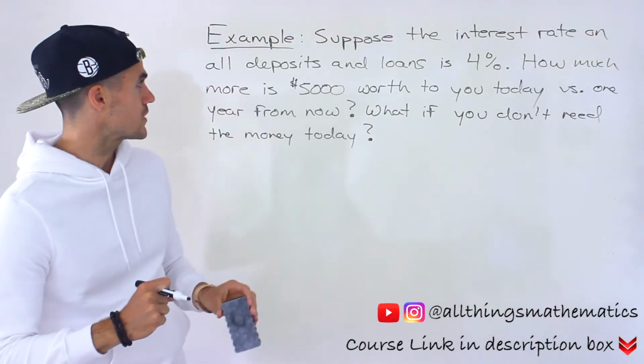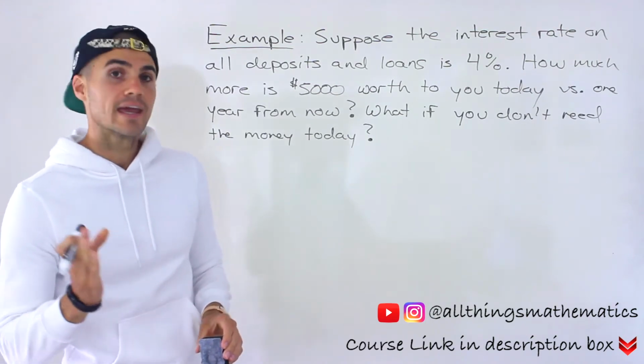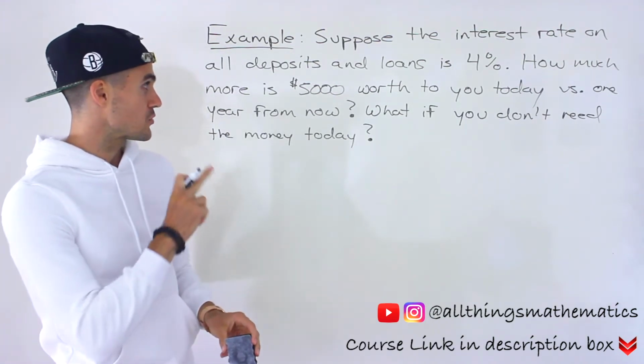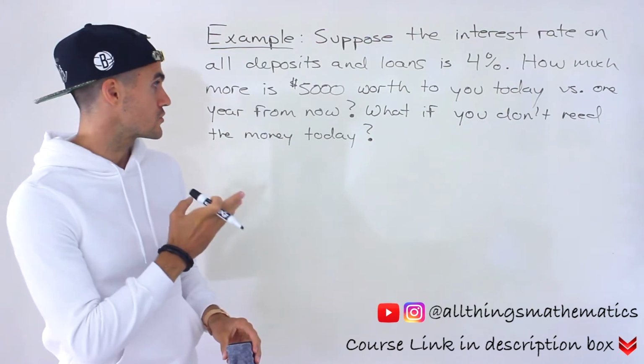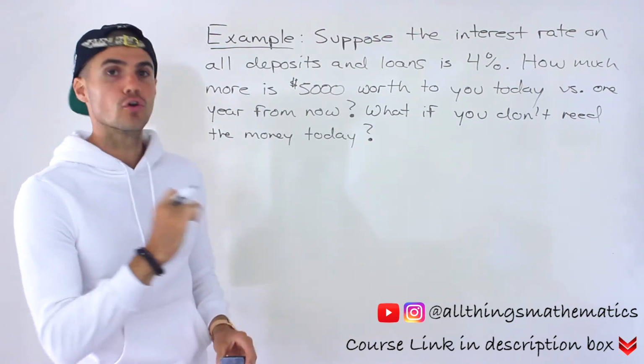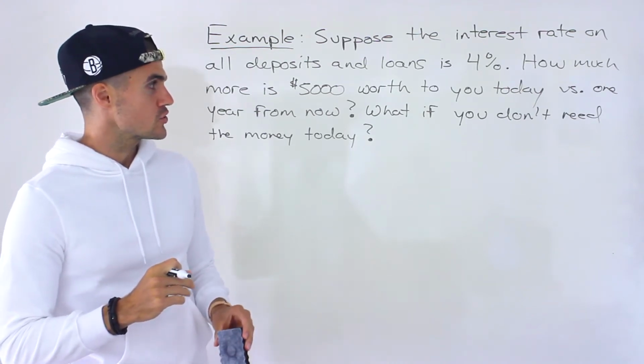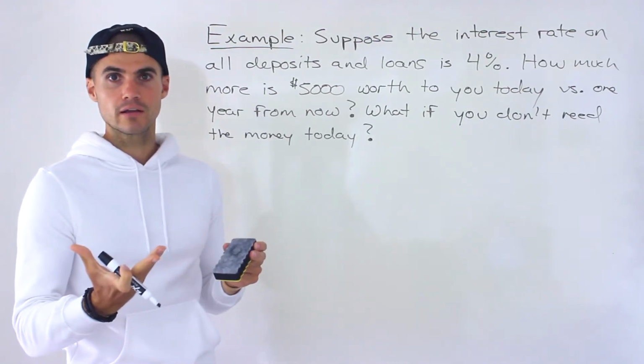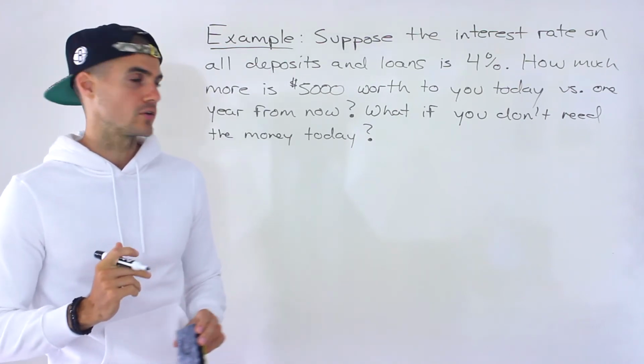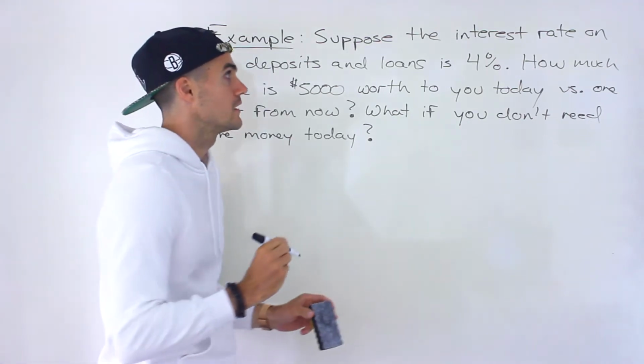So suppose the interest rate on all deposits and loans is 4%. How much more is $5,000 worth to you today versus 1 year from now? And what if you don't need the money today? So this question here, I'm going to first show you how to do it manually, algebraically, and then I'll show you how to do it with the financial calculator at the end as well.